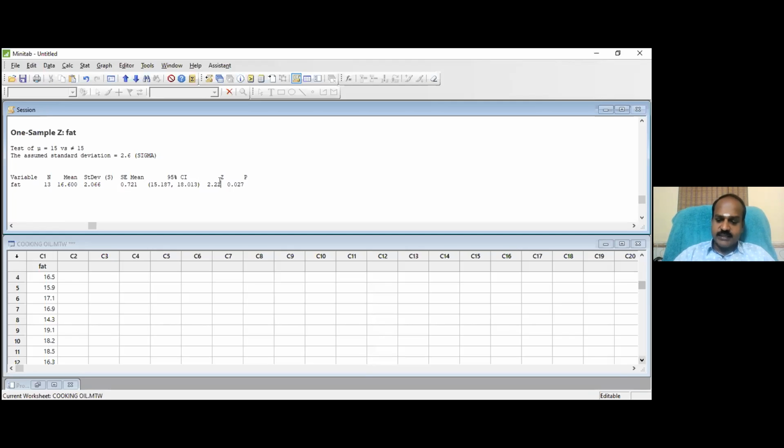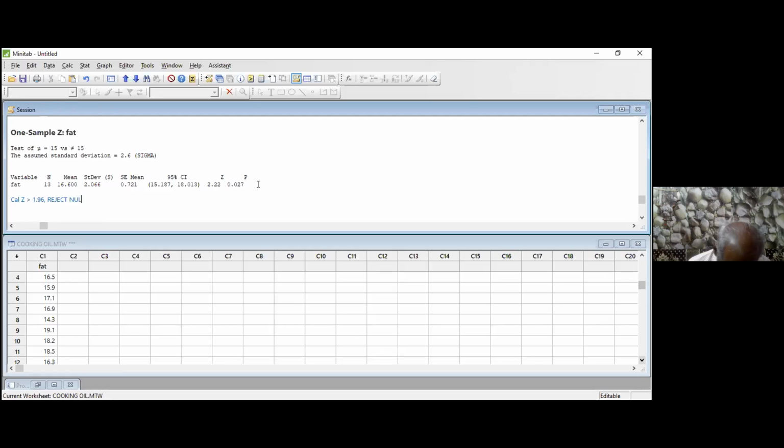And now the calculated Z value. How much is the calculated Z value? Come on, tell me. 2.22. Very good. Now tell me, calculated Z value is 2.22. Is it greater than 1.96? Yes, sir. So what should I do? I should reject the null. Am I correct? Yes or no? Yes, sir. Deviation is more. I should reject the null.